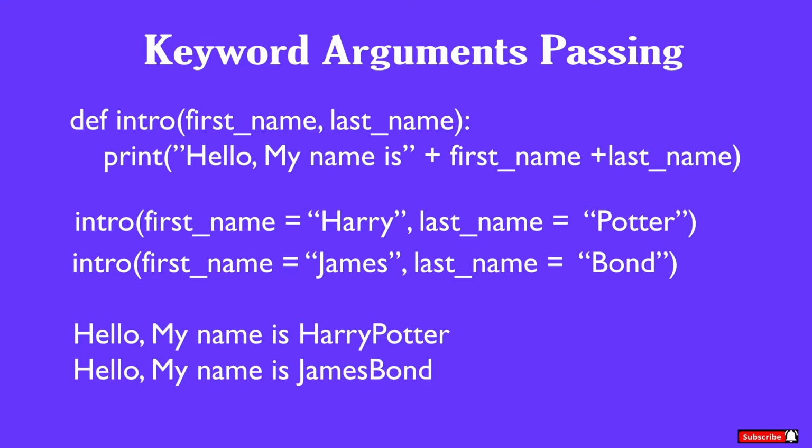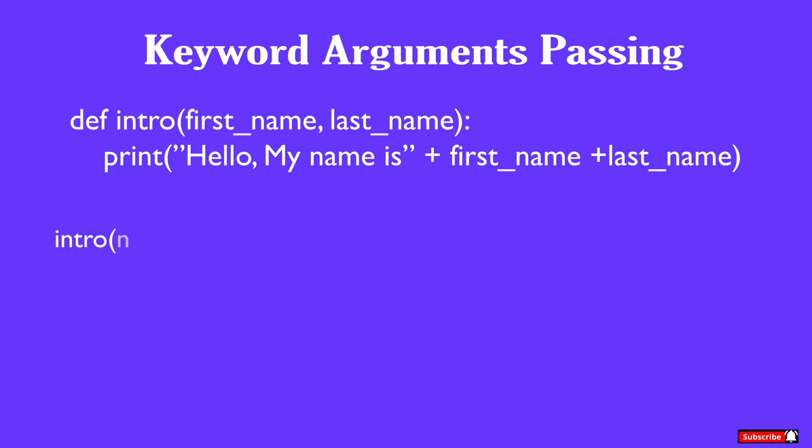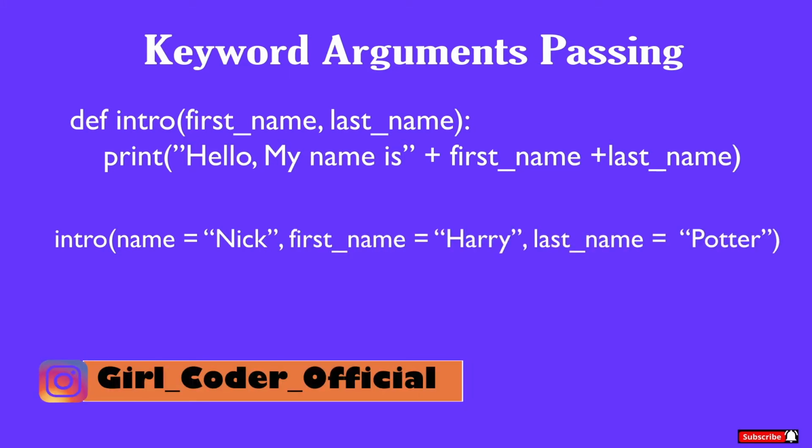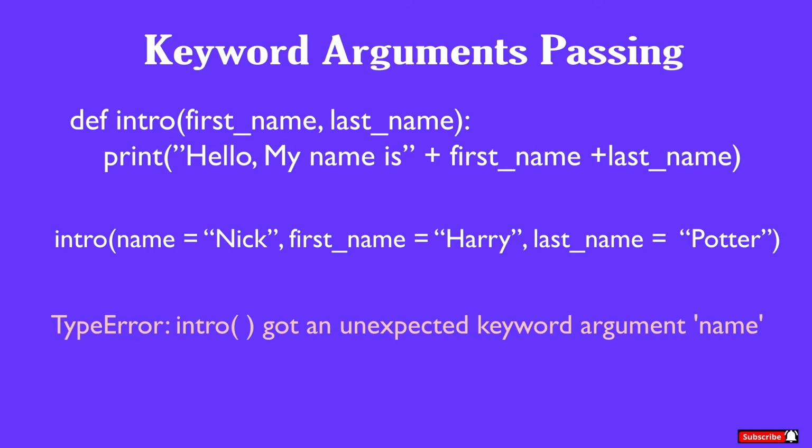What happens if we give an argument which is not in the parameters? Let's try modifying the code. Here I tried adding one more argument called name while invoking the function. Run it and check the output. We got a type error: intro got an unexpected keyword argument, name. So you cannot give an argument which is not there in the parameters. You can give only to those keywords which are defined in the function, meaning you can give values to only first name and last name. If you also want to add a name, then you have to define a parameter called name, and then the function allows you to take that value, and this solves the error.